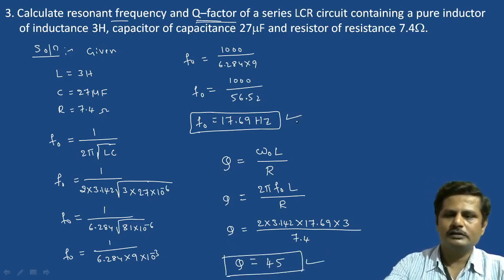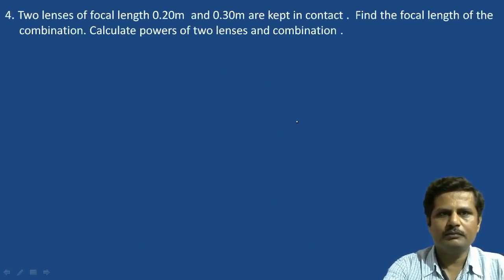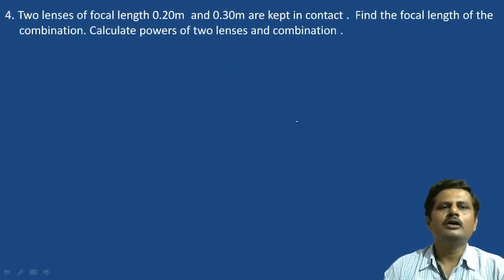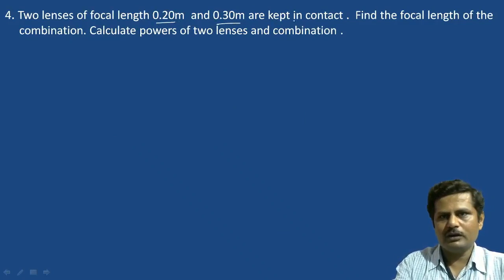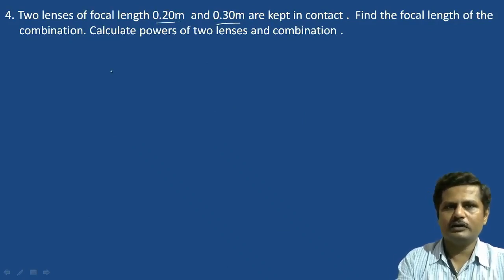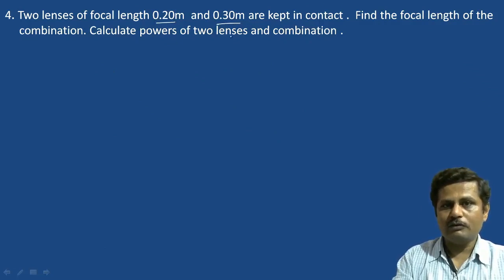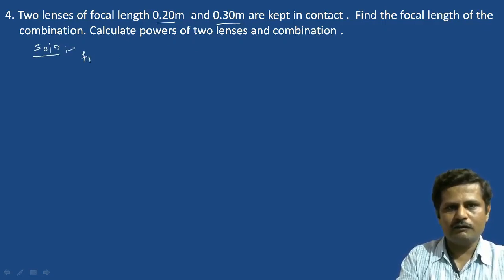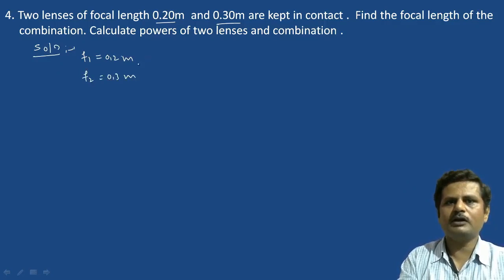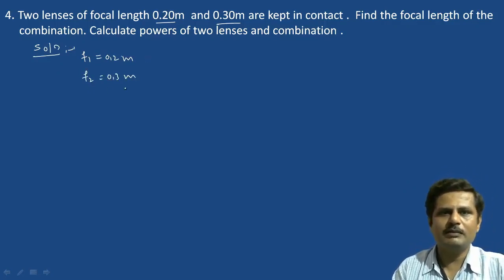Okay, let's have the next problem, that is the fourth problem. Two lenses of focal length 0.20 meter and 0.30 meter are kept in contact. Find the focal length of the combination and calculate the powers of the two lenses and the combination. Here the focal lengths of the individual lenses can be written like this: f1 is equal to 0.2 meter and f2 equals 0.3 meter. f1 is 0.2 and f2 is 0.3 meter, as given.